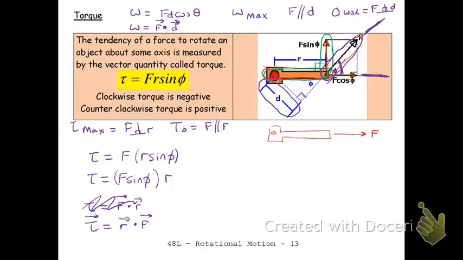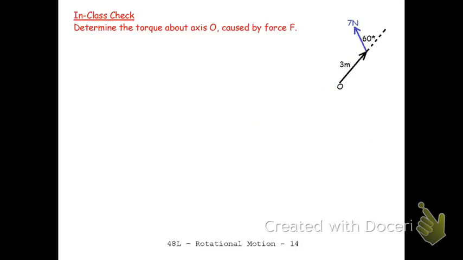So we're going to play with it initially, and then later on we'll do the cross product stuff. Okay, so here's an example. Determine the torque of this. So I say, well, my torque is equal to R cross F. I'd like you to just get used to writing that down.